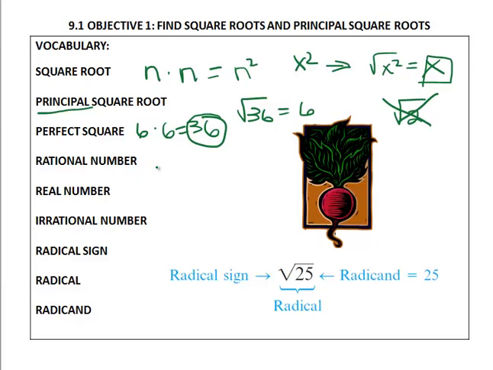Rational numbers are numbers that have a place on the number line. Whole numbers are an example of that. So are fractions and decimals that either repeat or come to a terminal ending. So this is a rational number. This is a rational number. That's a rational number. Real numbers are all the numbers you've ever dealt with. We'll talk about unreal numbers in a later chapter.